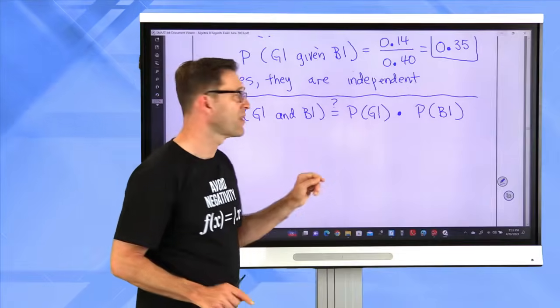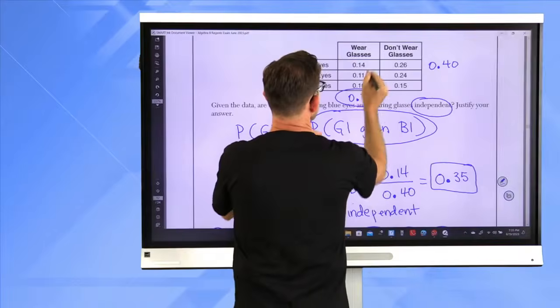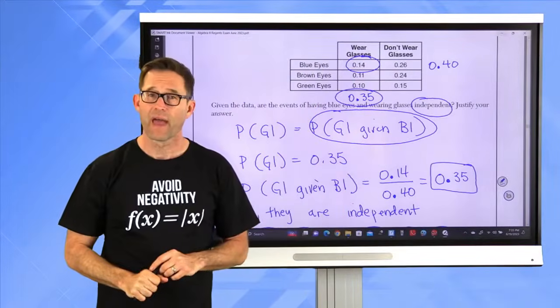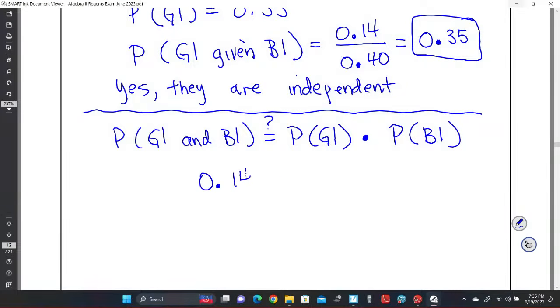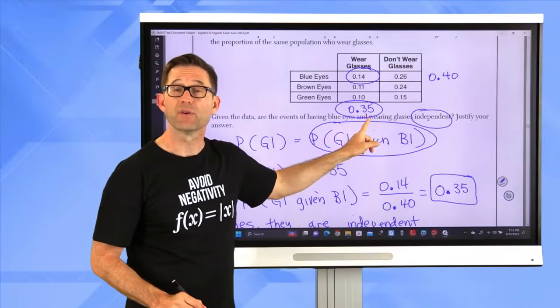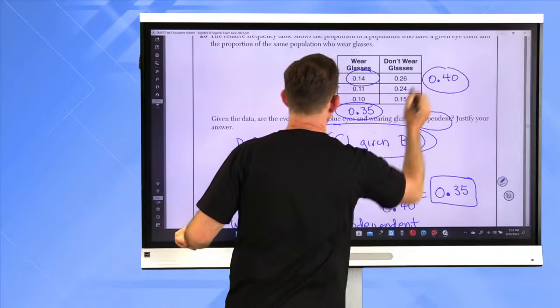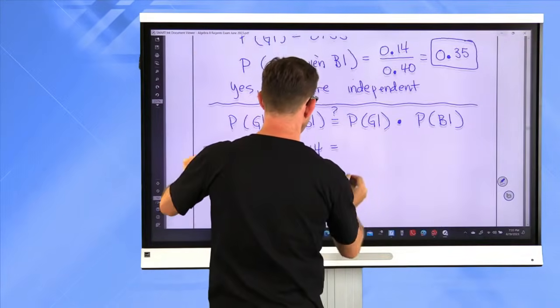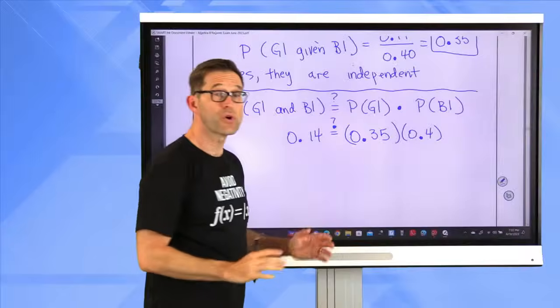Well, the probability of having glasses and blue eyes is literally here. That's 0.14. The probability of just having glasses is 0.35, and the probability of having blue eyes is 0.4. And again, this is a test, so I'm going to keep putting a question mark over there. If this is true, then they're independent.